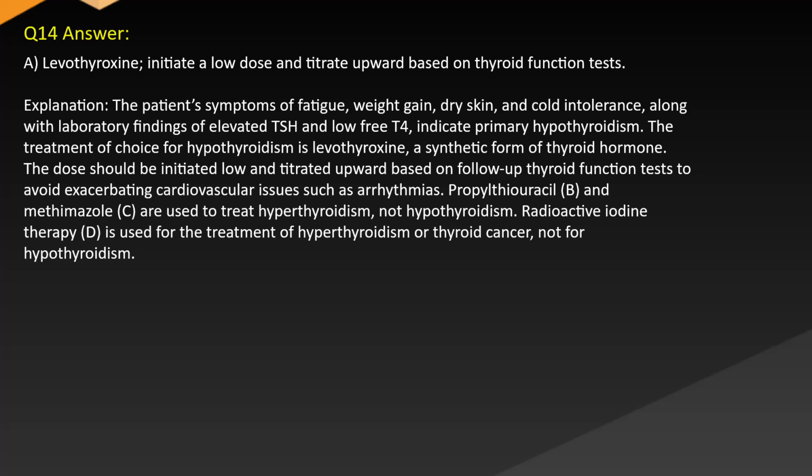The dose should be initiated low and titrated upward based on follow-up thyroid function tests to avoid exacerbating cardiovascular issues such as arrhythmias. Propylthiouracil (B) and methimazole (C) are used to treat hyperthyroidism, not hypothyroidism. Radioactive iodine therapy (D) is used for the treatment of hyperthyroidism or thyroid cancer, not for hypothyroidism.